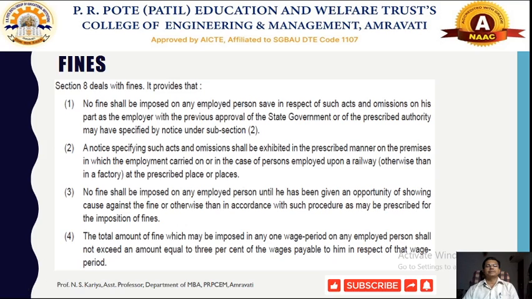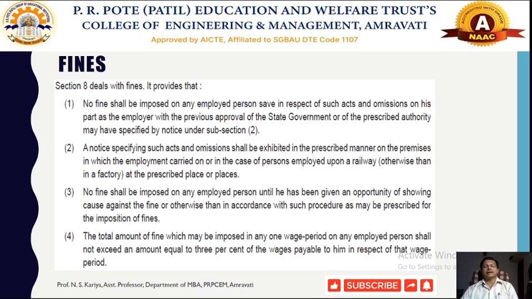No fine shall be imposed on any employed person until he has been given an opportunity of showing cause against the fine, otherwise than in accordance with such procedure as may be prescribed for the imposition of fines. So one cannot directly collect fines from the employed person.